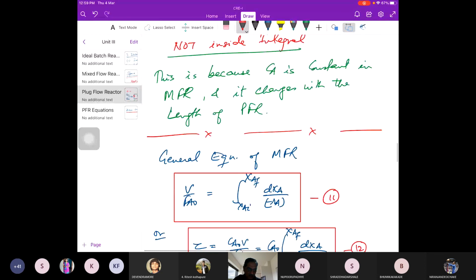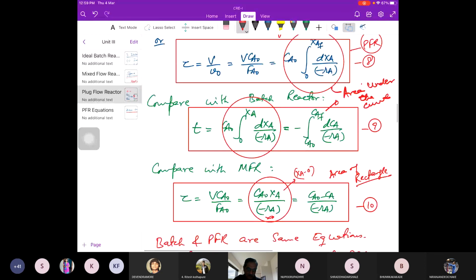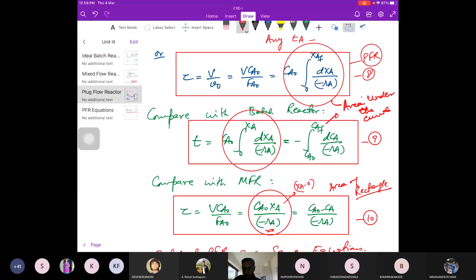Time हो गया. But understand the similarity between equations and difference between equations. Batch and PFR is the same equation. MFR is non-integral but same terms. ठीक है, any questions? डाइजेस्ट करना पड़ेगा आपको, इट्स नॉट सो इजी.